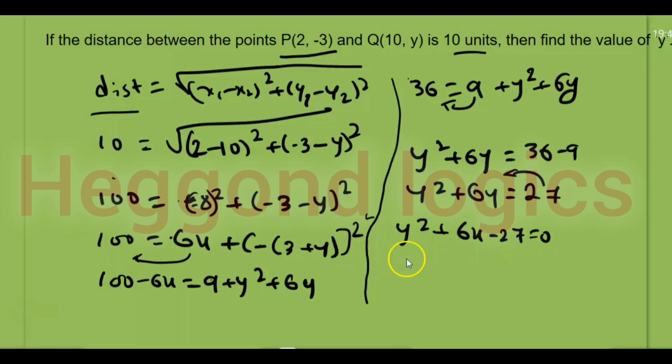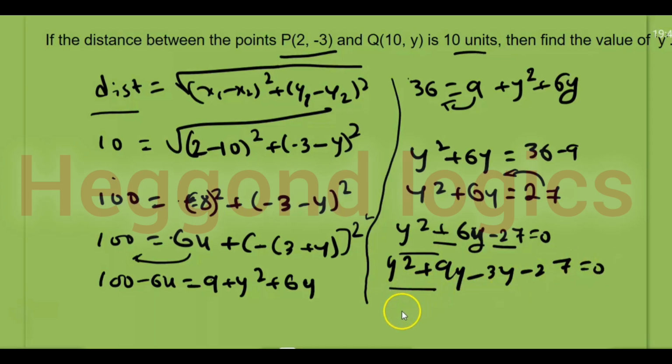Now we are getting the quadratic equation. Again we are factorizing this one and finding the value of y here. Based on the constant term and the middle term, we split up the middle term. Here the constant term is minus 27 and the middle term is plus 6y. 9 into 3 is 27, and 9 minus 3 is 6y. So y square plus 9y minus 3y minus 27 is equal to 0.